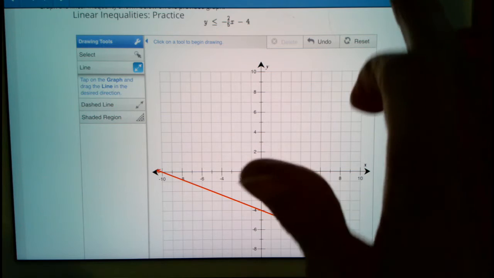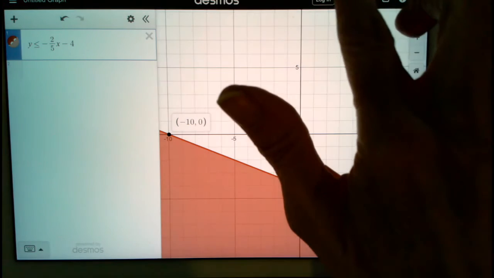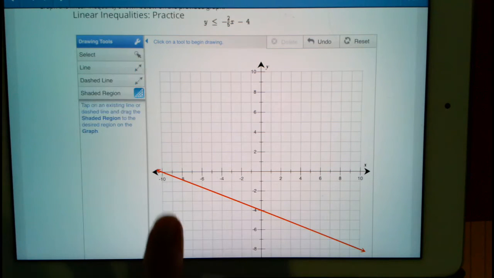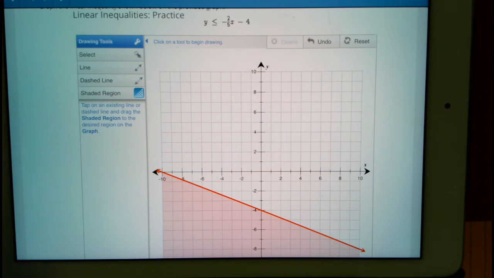So again, if we go back to Desmos and we look at the picture, look at where we're going to shade. So we come back to the problem, shaded region. It's going to be here. And there is our answer to our problem.